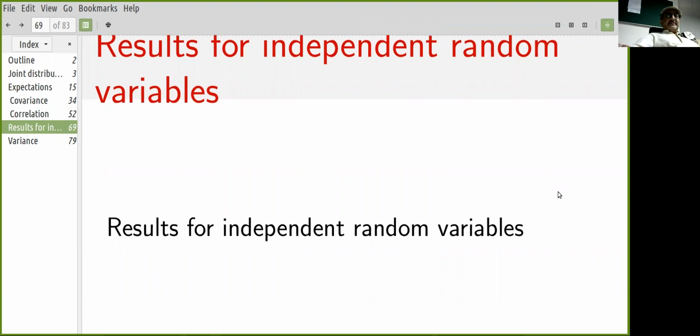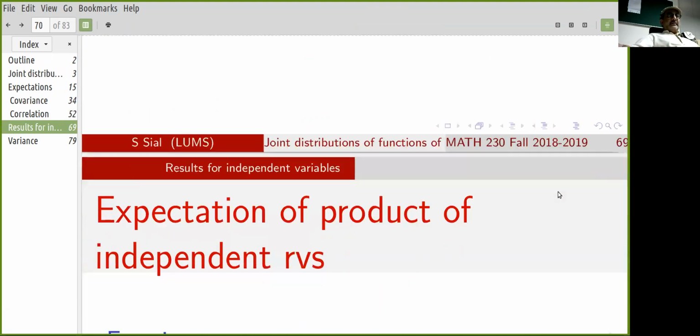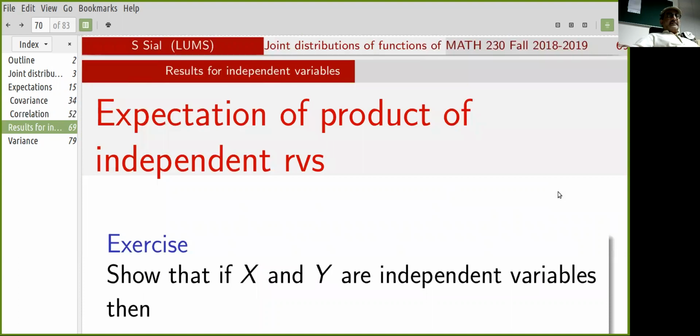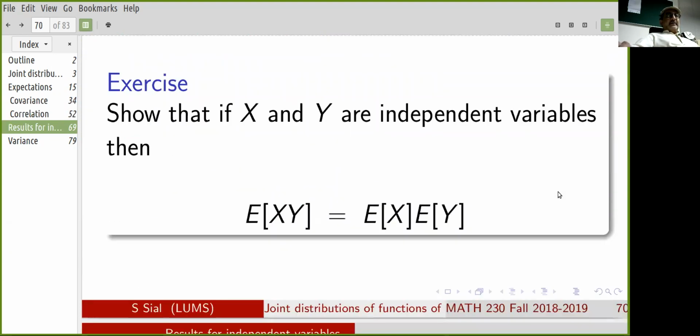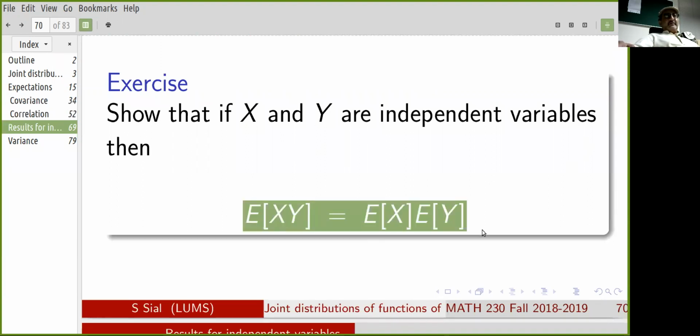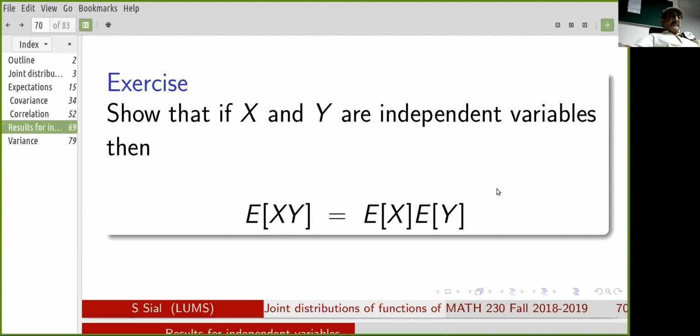Now, you get some simplifications when you have independent random variables. Okay, so we go through a few of those. Expectation of a product of independent random variables. Okay, if x and y are independent random variables, then the expectation of xy equals the expectation of x times the expectation of y. That is not true in general, right? We're relying on the fact that x and y are statistically independent random variables.